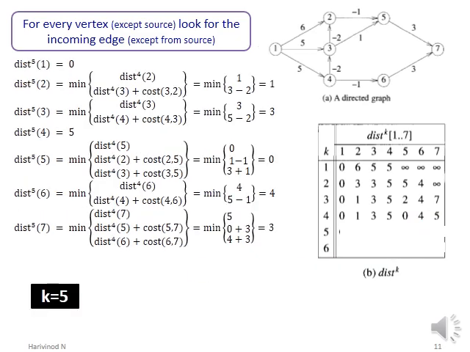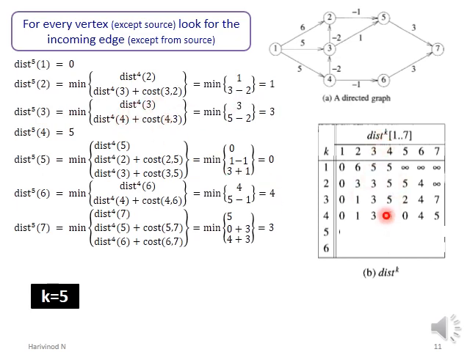K is equal to 5. Let us do the same process again. Vertex 2, earlier value is 1. Incoming edge from 3. The distance of 3 is 3. 3 minus 2, it is 1. So no better value. For 3, the earlier value is 3.